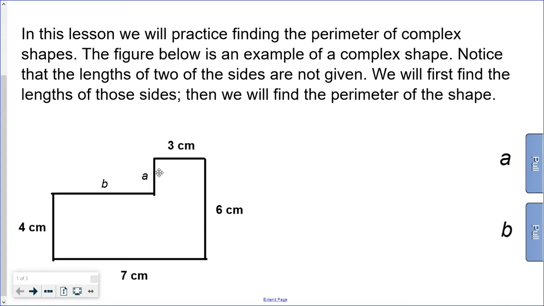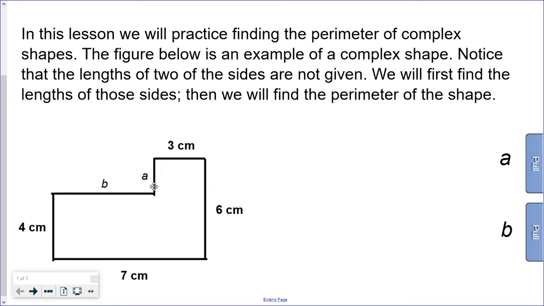So let's say, for example, I'm going to try to figure out what side A is. You should notice that side A is a vertical line going up and down. What I would do is look at the other lines that are parallel to letter A. So for example, is 3 parallel to letter A? No, it's not. So I'm not going to look at this 3 here. Is 7 parallel to letter A? No, it is not. I'm not even going to look at that one.